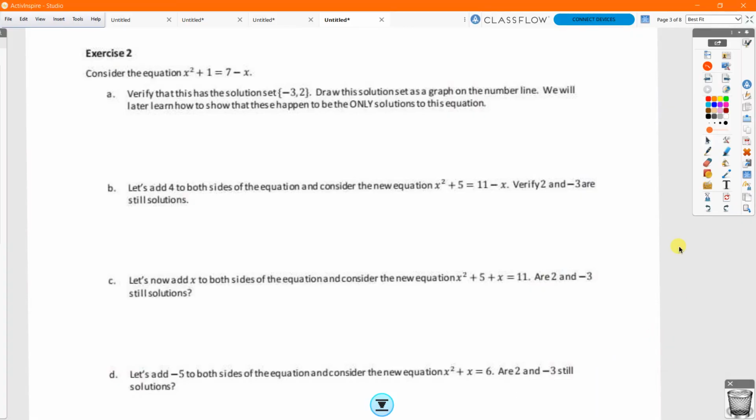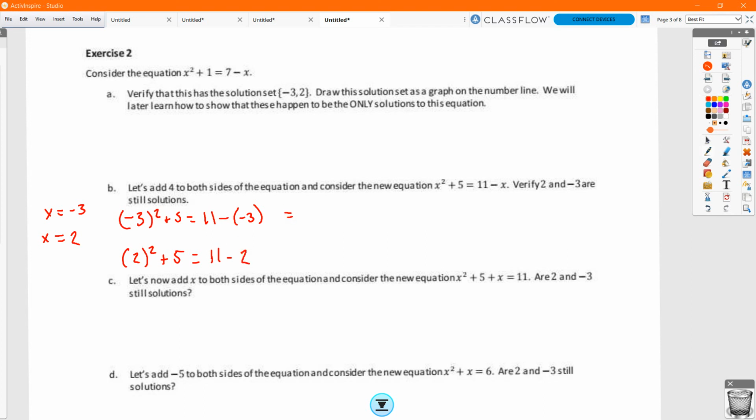Okay, so we still need to finish verifying that x equals negative 3 and x equals 2 are still verifiable solutions for this problem. So negative 3 squared plus 5 should equal 11 minus negative 3. And then 2 squared plus 5 should equal 11 minus 2. I think that's right. Isn't that right? 2 squared plus 5 equals 11 minus 2. Yeah, 11 minus 2.